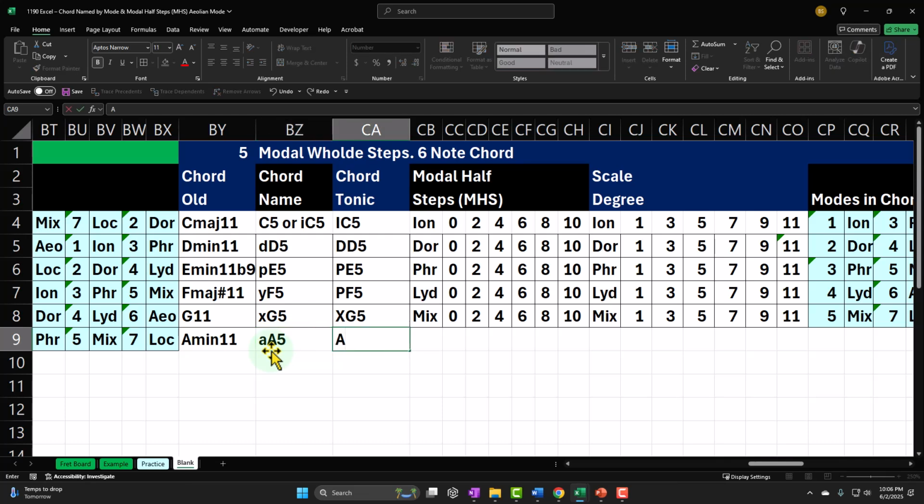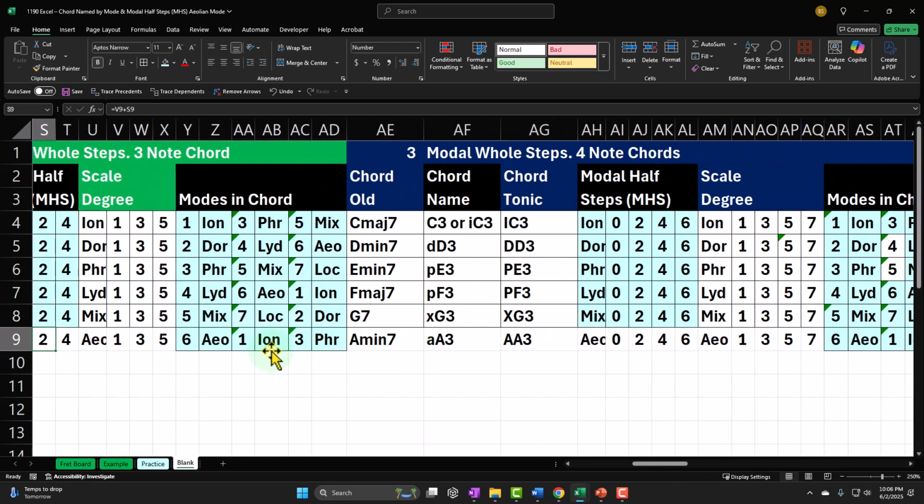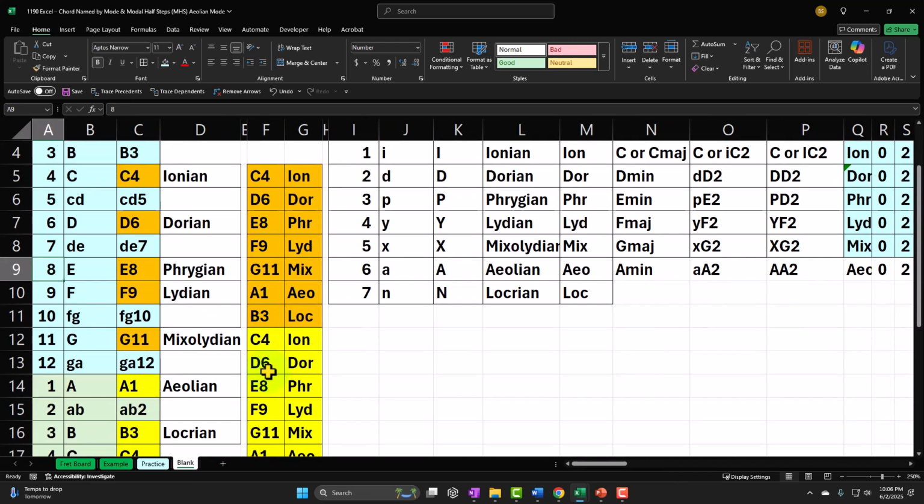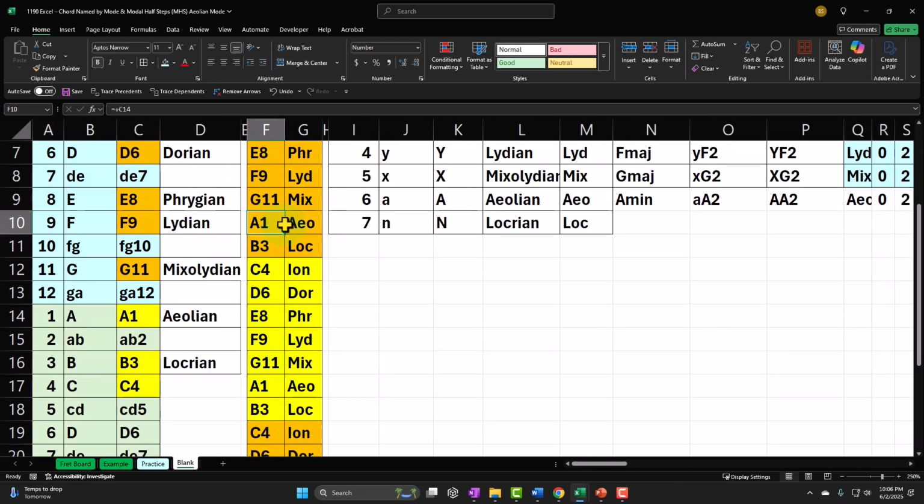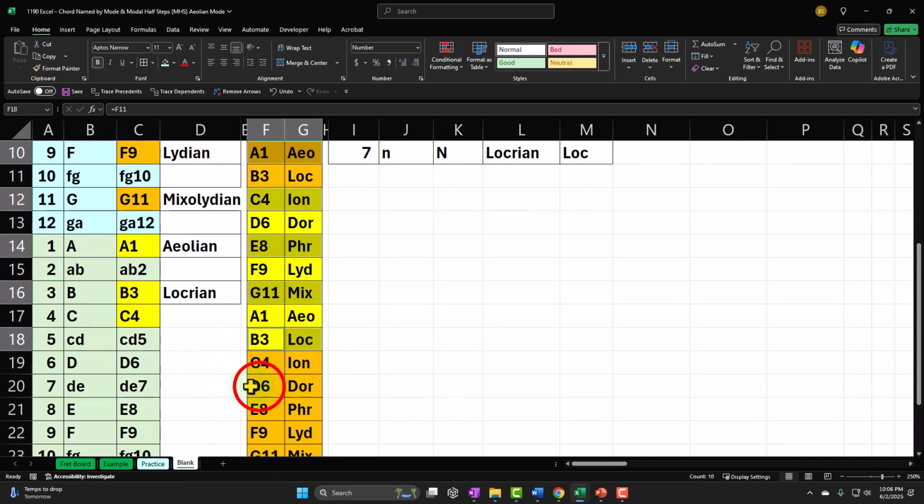And if it was the root, we can call it an AA5. So what would that be? If I go back on over here and we look at a scale degrees system, we're going to say, all right, this would be Aeolian. That would be the 1, 3, 5, 7, 9, and then 11. So the 11 is equivalent to the 4 that we skipped.